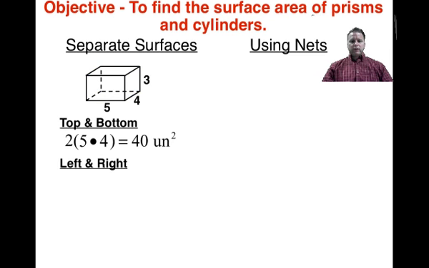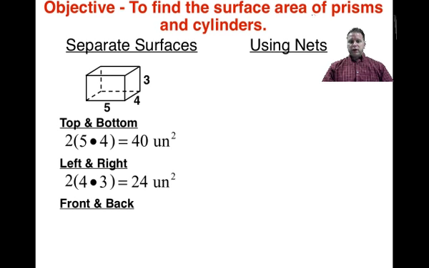Now let's look at the left and right hand side. Look at those two yellow boxes, and what would be the dimensions for the left and right hand side? Think about it a moment. What numbers would you pick? It's got to be a combination of two of 3, 4, and 5. So hopefully you said 4 and 3, and again, since we have a left and a right side, there's two sides. That would give us 24 units squared.